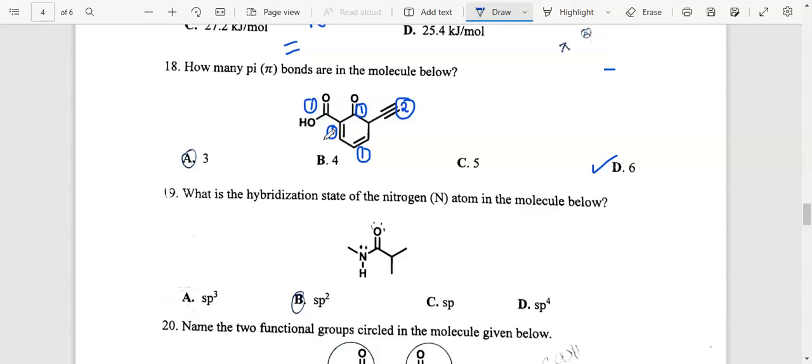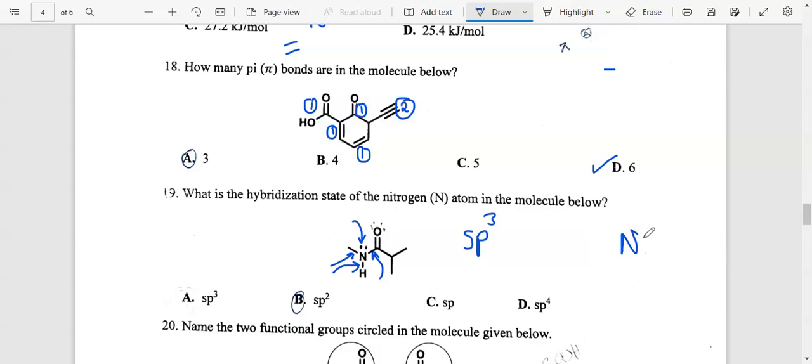Question number 19. What is the hybridization state of the nitrogen atom in the molecule below? If you look at this nitrogen, it has a lone pair, that is 1, a bond this side, 2, a bond this side, 3, and another bond this side, 4. Whenever something has 4 bonds, the hybridization is sp3. Not only bonds but also including a lone pair of electrons. So the hybridization is sp3.